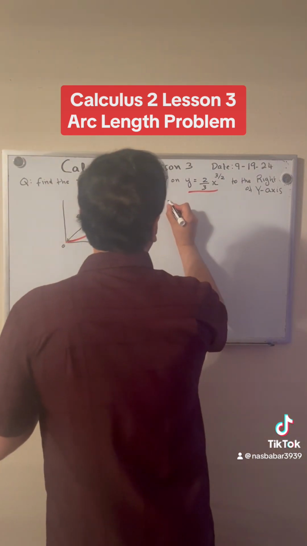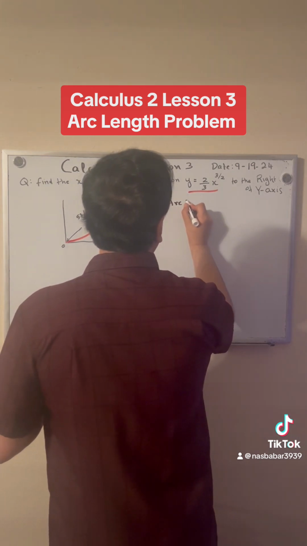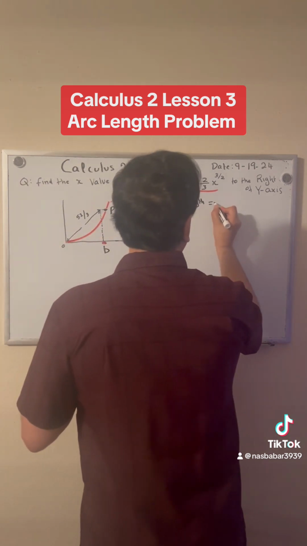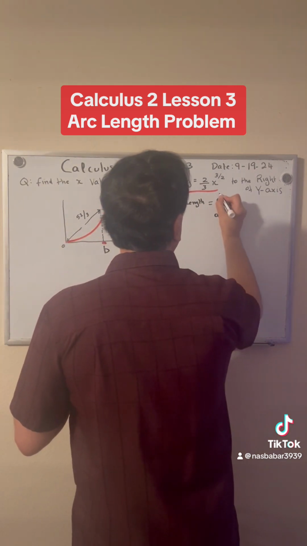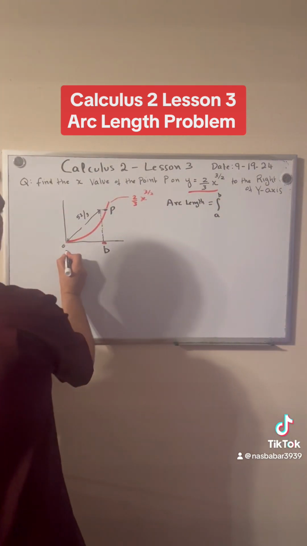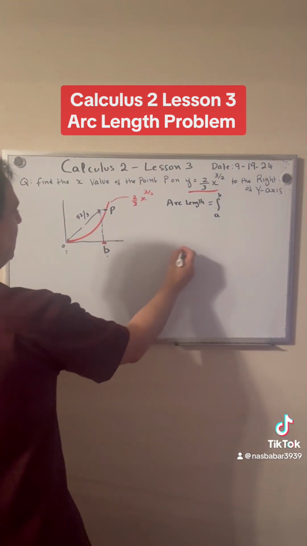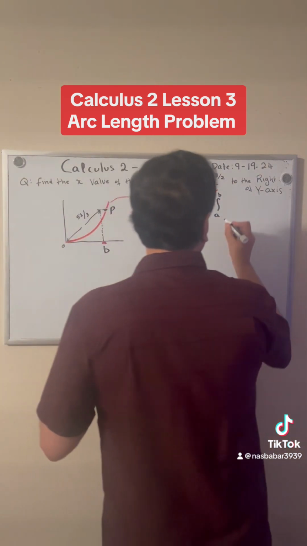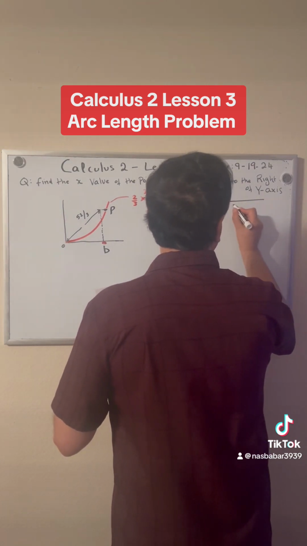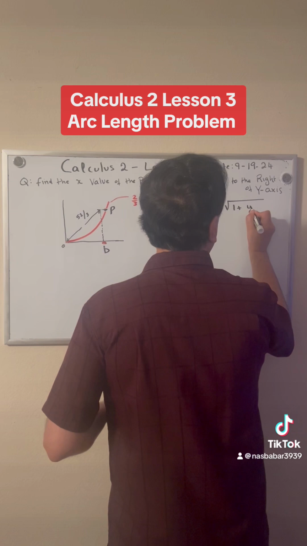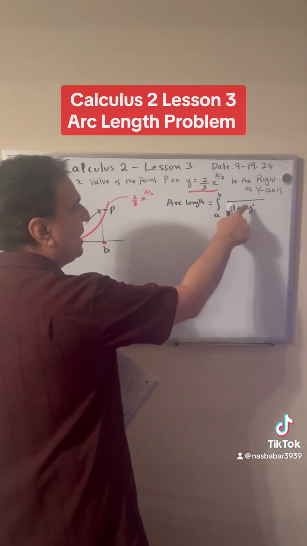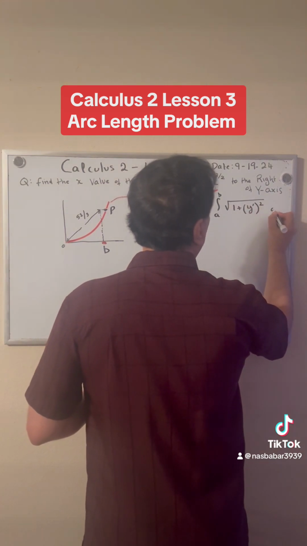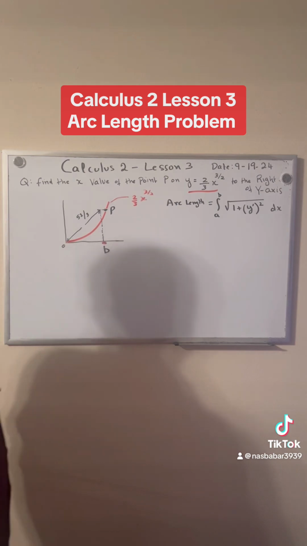If you recall from one of my previous lessons a long time ago, the arc length is equal to the integral from A to B. A could be this point, B could be this point, A could be this, B could be out there somewhere. So this is just the range. It is equal to the integral of the square root of 1 plus the derivative of y squared, dx. This prime sign indicates derivative. So this is the formula right here.